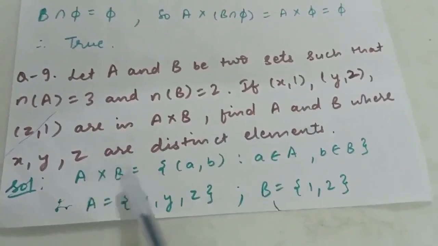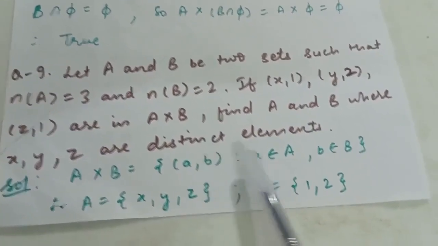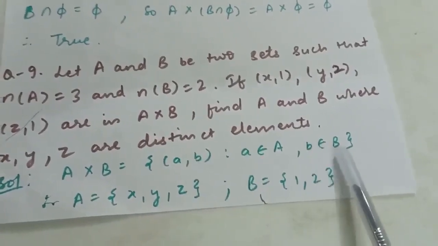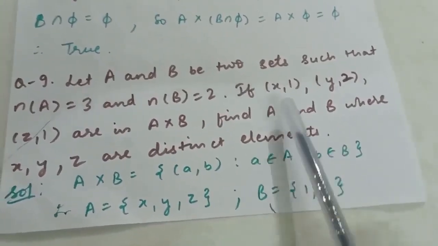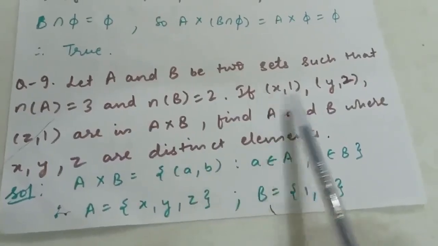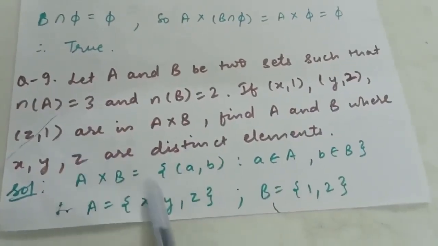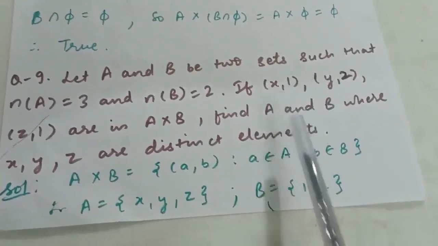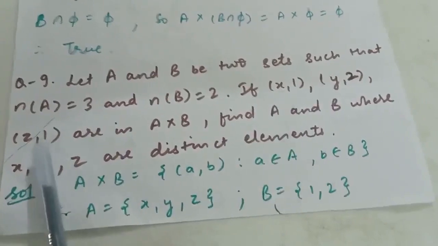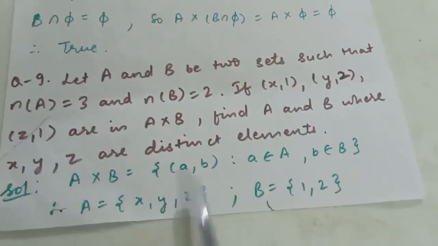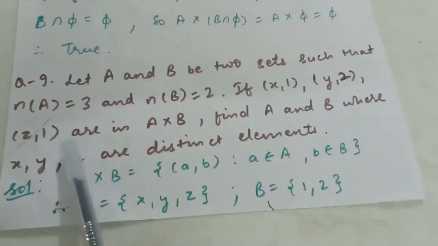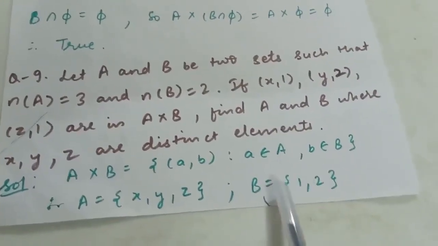So as we know, A cross B includes the ordered pairs (a, b) where a, the first element, belongs to the set A and b, the second element, belongs to the set B. So if these elements belong to the set A cross B, the first element will belong to the set A and the second element will belong to the set B. So from here we can see x, y, z belong to the set A and the second elements, 1, 2 (1 is repeating here), belong to the set B.